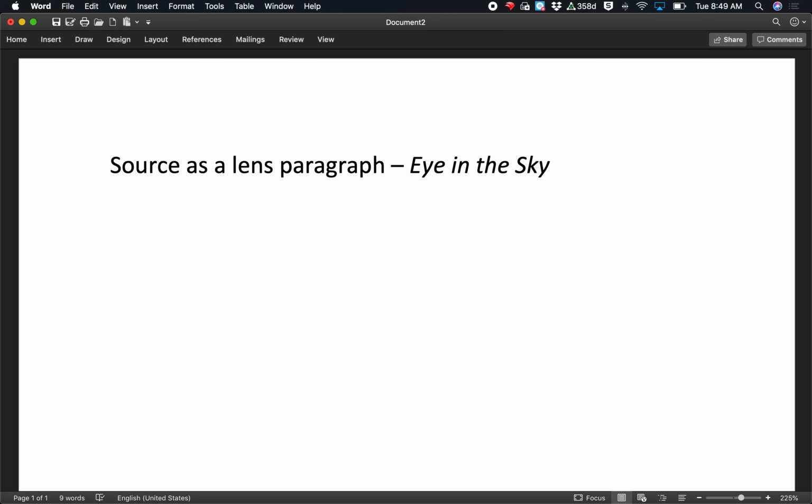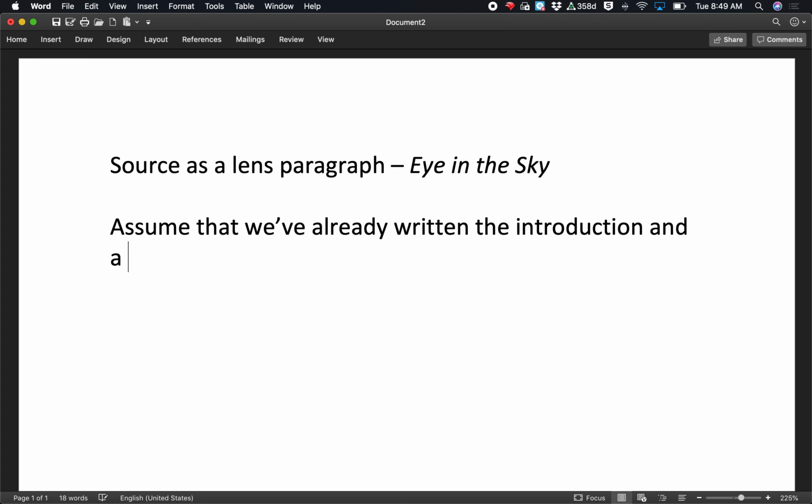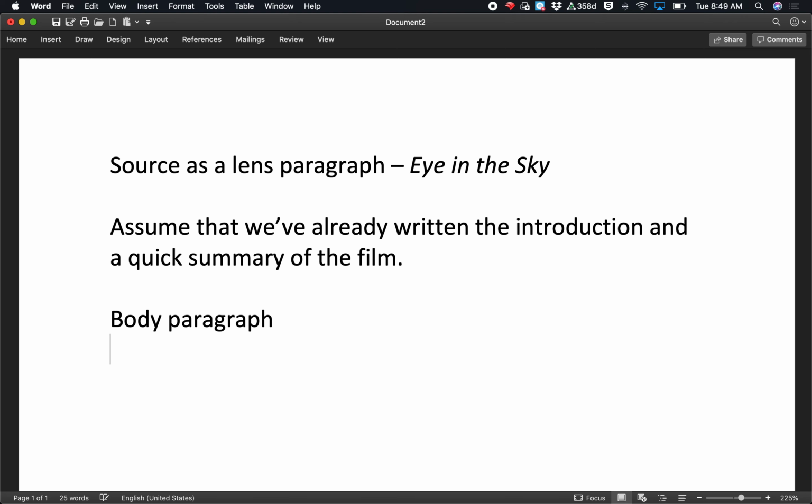For this essay, let's assume that we've already written the introduction and a quick summary of the film, so the reader knows what we're going to argue, which character we're going to track. The reader knows what the film's about. So now we're going to write a body paragraph, right? And in the body paragraph, I'll give you a second to catch up. Just anything I type, you type.